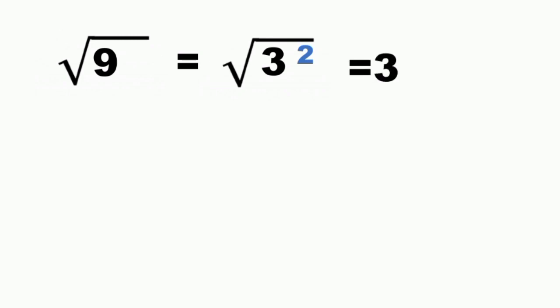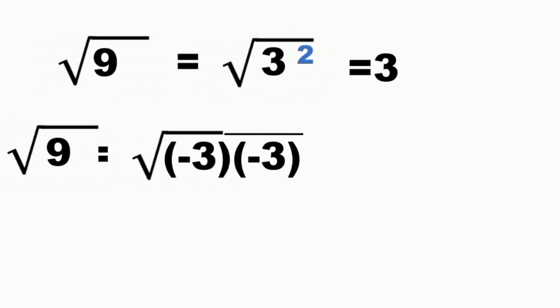Another example, suppose we're taking the square root of 9. It is equal to the square root of 3 raised to the power 2, or square, which is equal to 3. But the square root of 9 could be equal to negative 3 being multiplied 2 times. It is because negative 3 times negative 3 is positive 9.